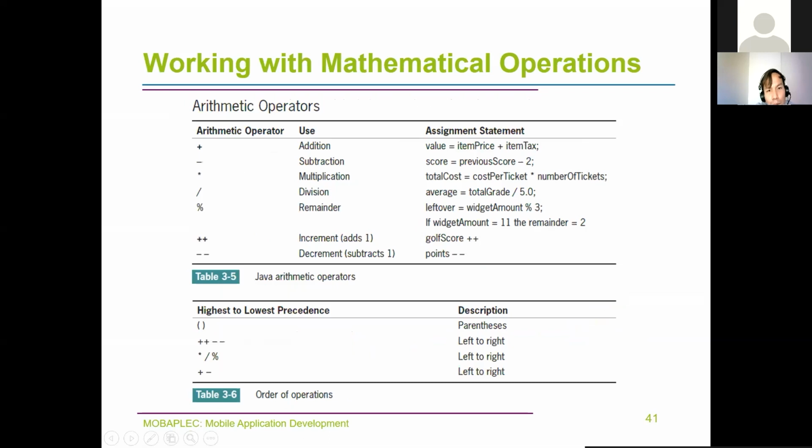Then moving forward, these are the mathematical operations. We have the MDAS rule or PEMDAS rules. For assignment statements, if you want to add, use plus; minus to subtract; asterisk for multiplication; forward slash for division, and so on. You know that already. But here in Java, in terms of highest to lowest precedence, you know the parentheses, from left to right, then plus plus and minus minus for incremented and decremented values, depending on the order of operations.